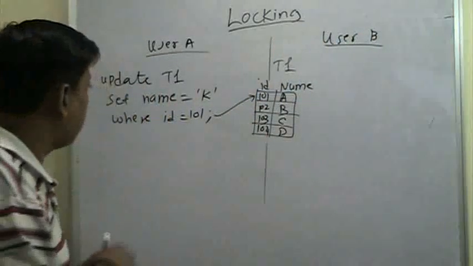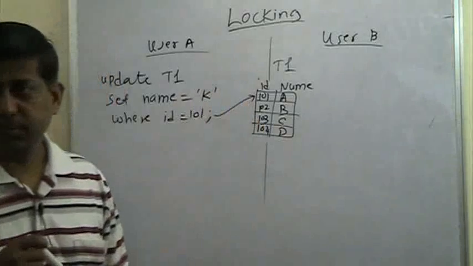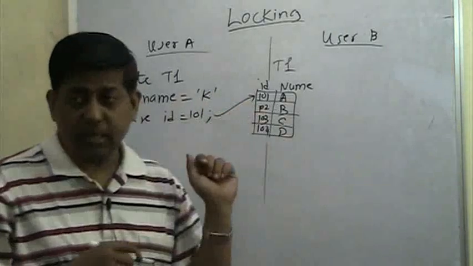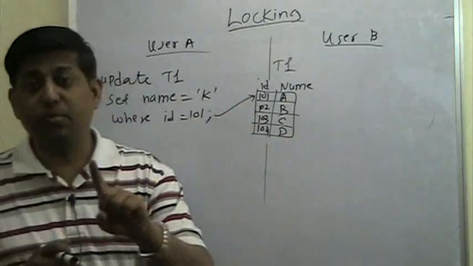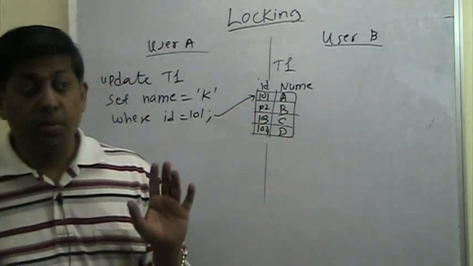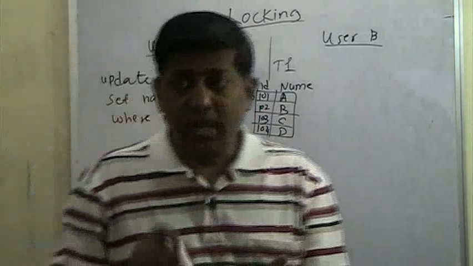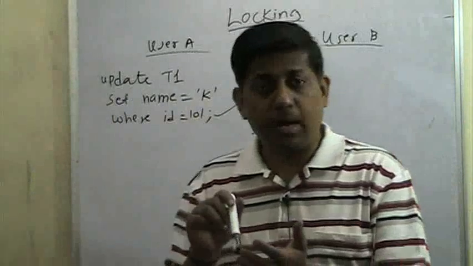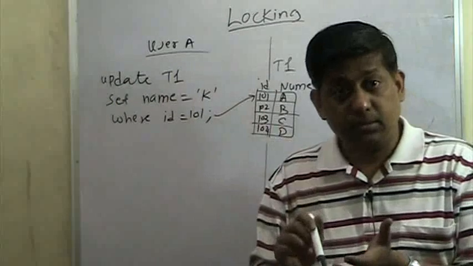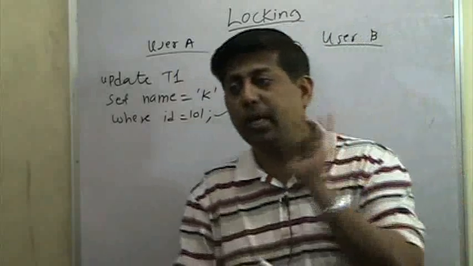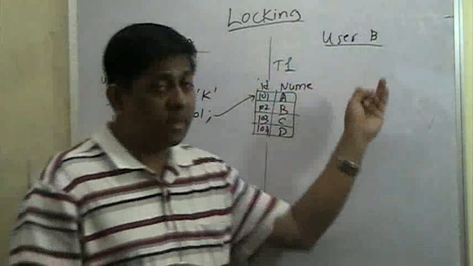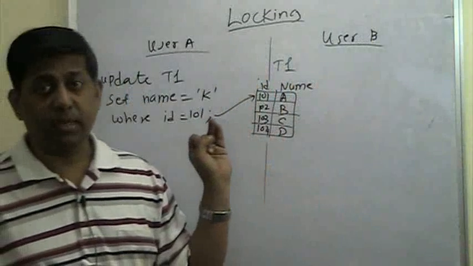But one thing is that now this row is locked. And why is it locked? Because I have just updated it and I don't want anybody else to mess with that row. When I say anything, I mean I don't want any other user to do another update or any delete. Those two things I don't want any other user to do, update or delete. Can other users select from that table? Yes, they can select from that table.